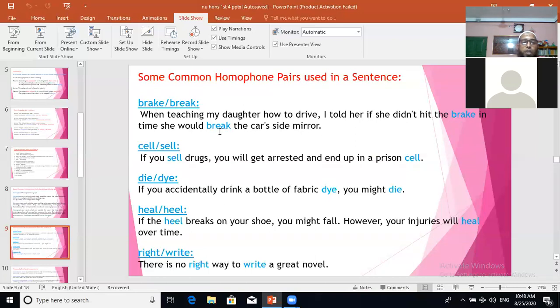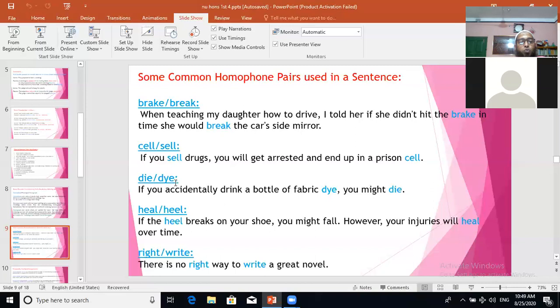This is a homophone. Sell, cell. Another example: if you sell drugs, you will get arrested and end up in a prison cell. Have you got it? The drug sellers, you know, drugs are ruining our society. So this is a good example sentence. If you sell drugs, you will get arrested and end up in a prison cell. This sell means to give something to someone in exchange for money. And this cell means a room, a place, a prison cell.